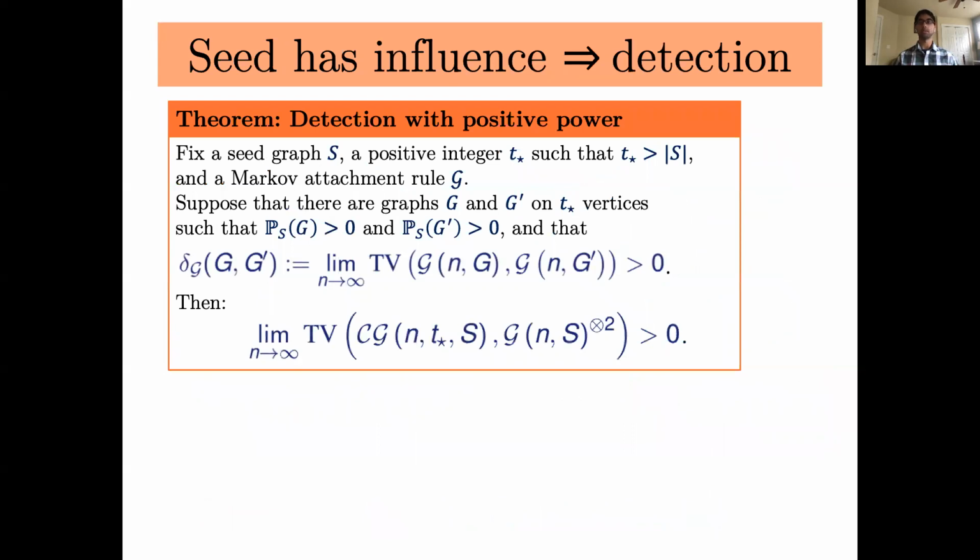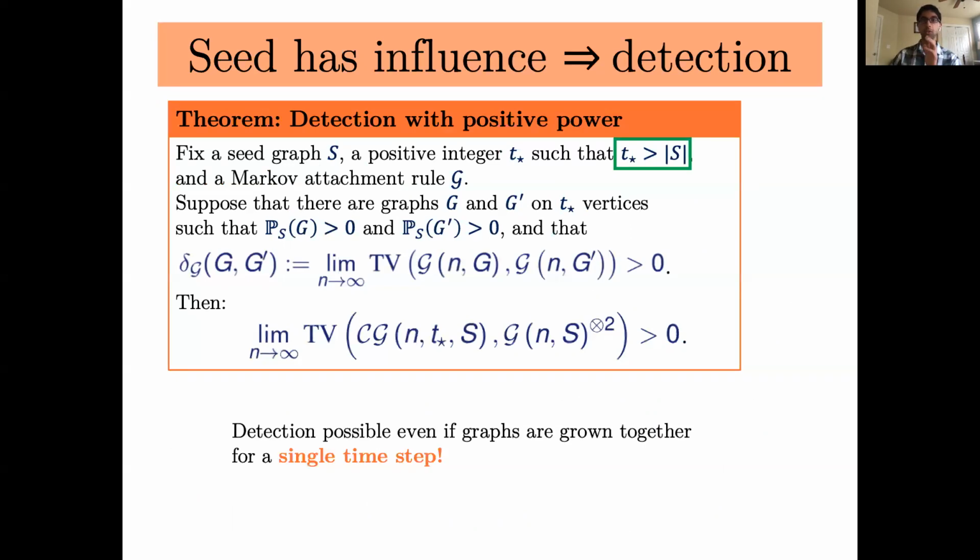This leads us to our first main result, which establishes general conditions under which detection is possible with positive power. We consider a large class of growth rules that are so-called Markov. Now, the first interesting thing in this theorem is that it holds for any T star greater than the size of the seed. What this means is that detection is possible even if the two graphs are grown together for a single time step, which is the minimal amount of correlation one could imagine.